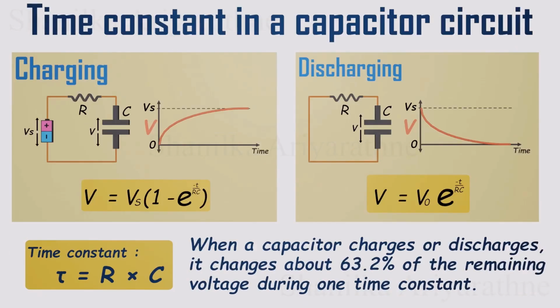So in both charging and discharging, after one time constant, the voltage changes by about 63.2% of the total difference, whether it's going up or going down. I think now everything should be really clear. You know what the time constant is, what it means, and how to calculate it. At first, these ideas might seem a little complicated, but once you start working with them, it becomes much easier.